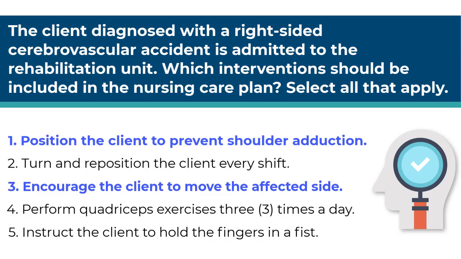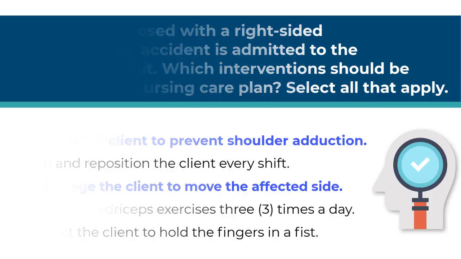Numbers 2 and 4 are incorrect because of the time frame given. Both need to be done more frequently. Number 5 is incorrect because the patient's fingers should be positioned so that they are barely flexed to help prevent contracture of the hand.